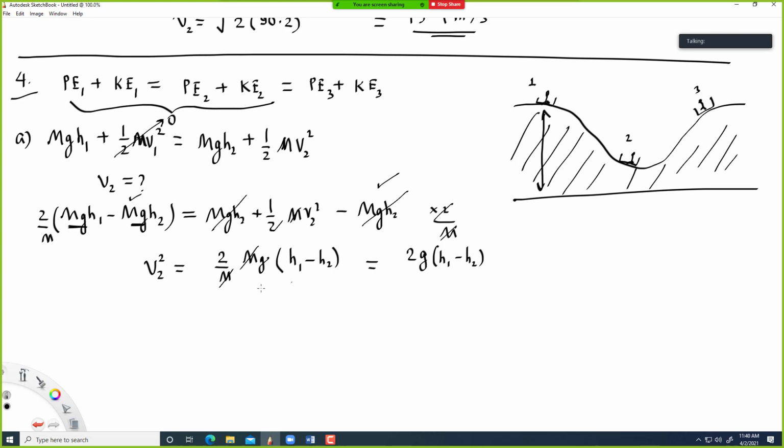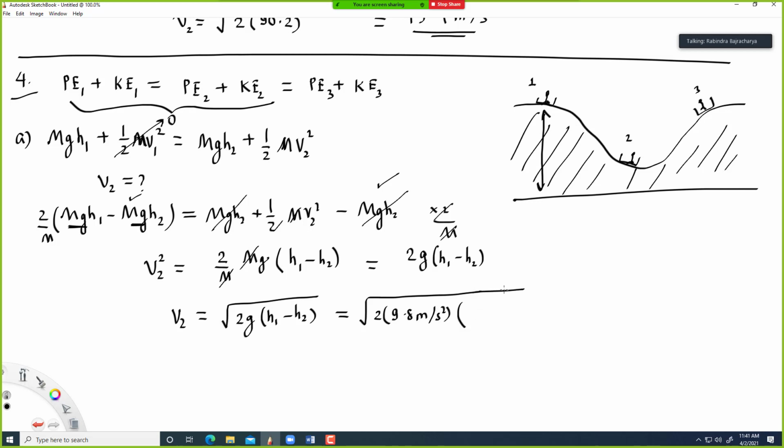So to find v2, I need to take the square root on both sides. So the square root of 2 times g, which is 9.8, always the same value, times height 1, 40 meters.